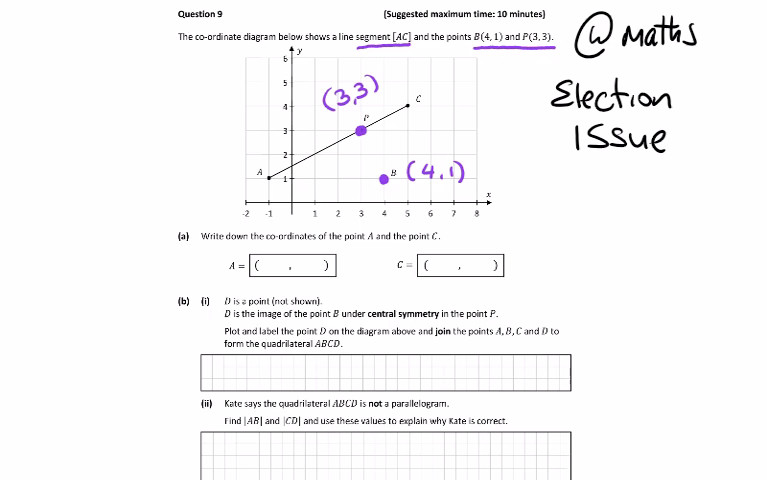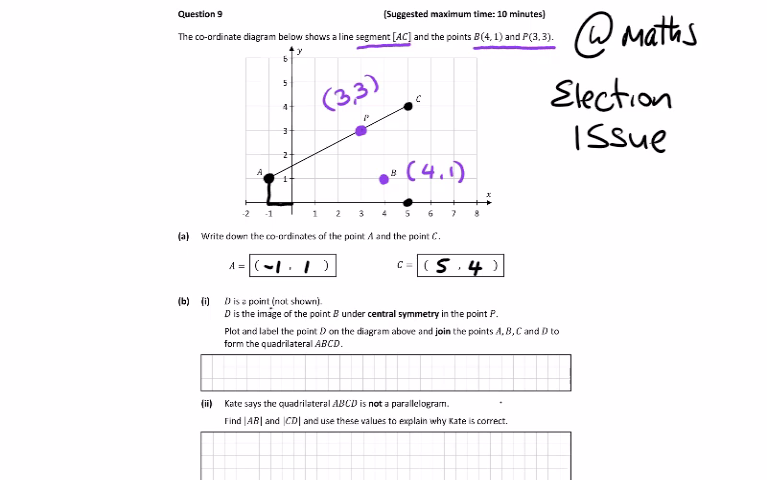We're asked to write down the coordinates of the point A and the point C. So A is here, so we're going back 1, up 1. So A is (-1, 1). C, we're going all the way out to 5, and then we're going all the way up to 4. So just take your time. Don't write (4, 5). It's (5, 4).